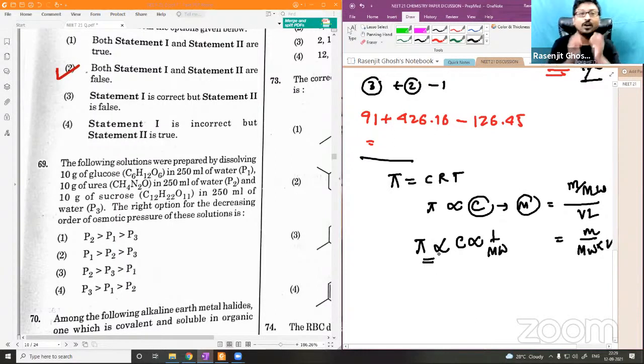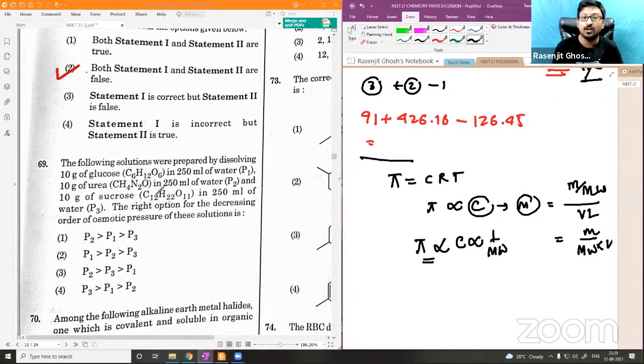Now, you don't have to see what amount is given or how much water is given, because all cases are the same. What you have to calculate here is which one has the lowest molecular weight. The lowest molecular weight will have the highest osmotic pressure.